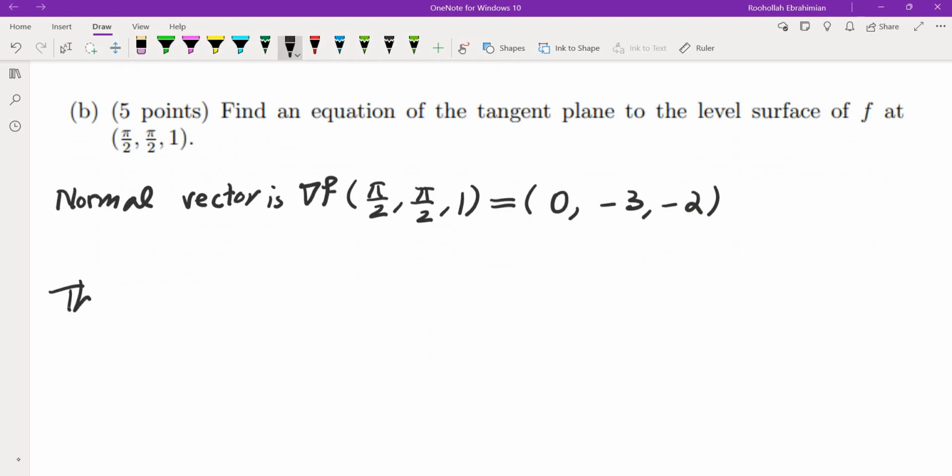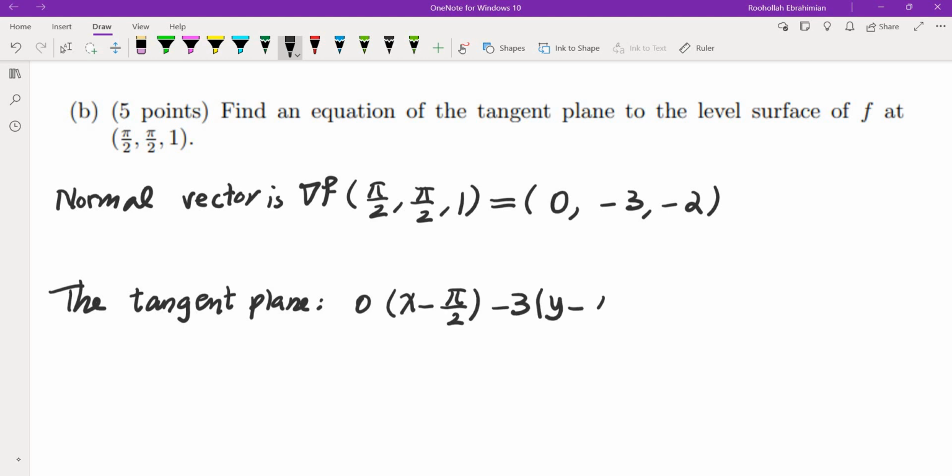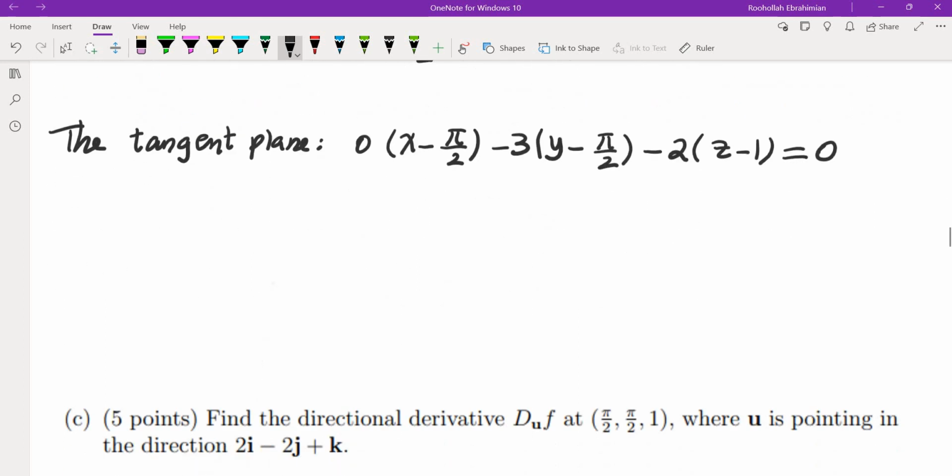So the tangent plane would be using the point and a normal vector. So it is 0 times x minus pi over 2, minus 3 times y minus pi over 2, minus 2 times z minus 1, equals 0. So this is the tangent plane.